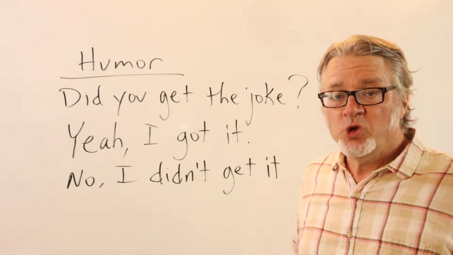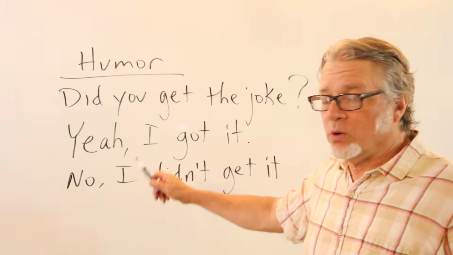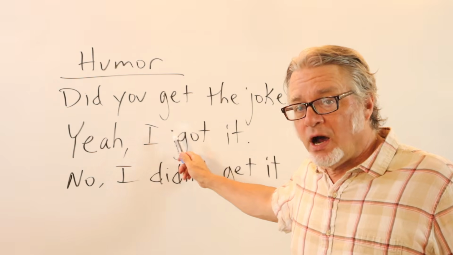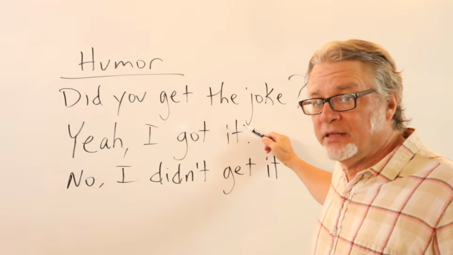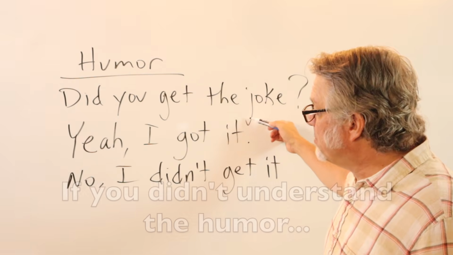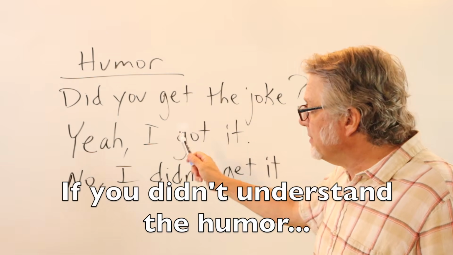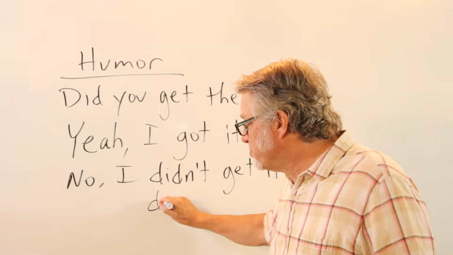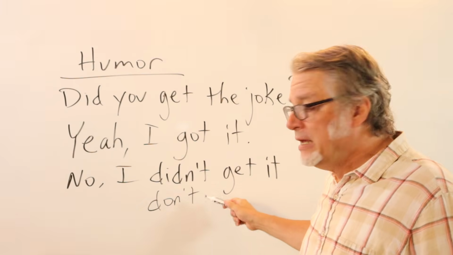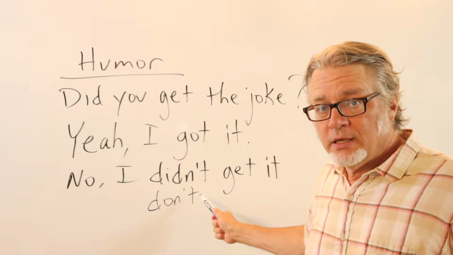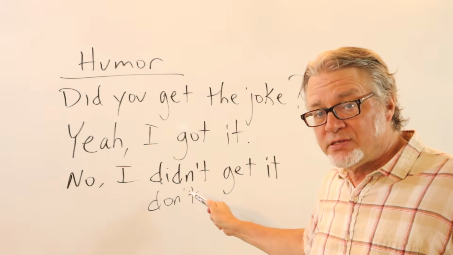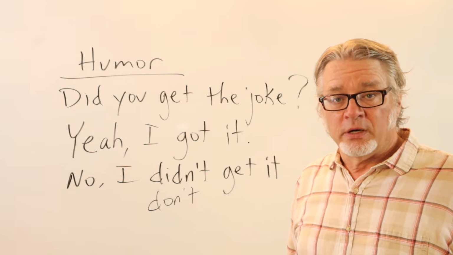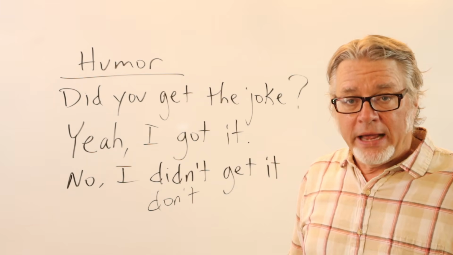When talking about humor and the telling of a joke, did you get the joke? And your possible responses are, yes, I got it, meaning that you understood the humor. But if you didn't understand the humor, then you'd say, no, I didn't get it. Or a lot of people would just put this in the present tense for a joke that was just told. You would probably use this present tense helping verb. No, I don't get it. I don't get the humor. I don't understand why it's funny.